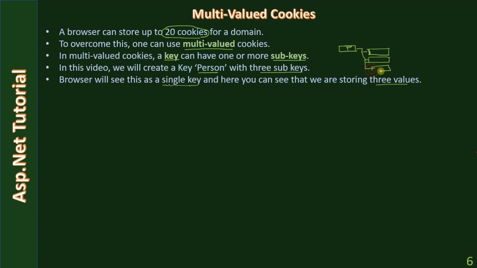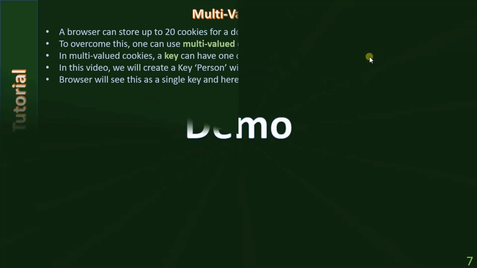Say for example, a person: the person's date of birth, the person's sex, and the person's age. So likewise, you can store multiple values in the subkeys. Alright, now let's go to the demo and see how we are using the multi-valued cookies.